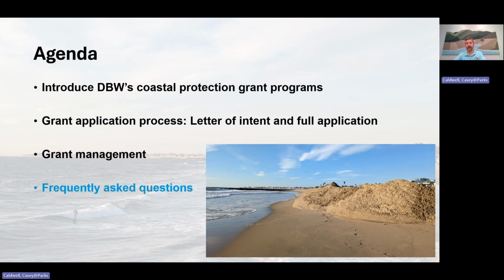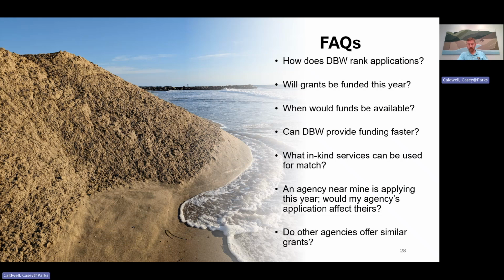Finally, I'll answer some frequently asked questions. First, how does DBW rank applications? So we don't score the letter of intent. The full application is scored based on criteria we publish on our website for each grant cycle. Those criteria are subject to change each cycle, but generally they focus on project benefits, strategic planning, cost sharing, and timeliness of the funding request.